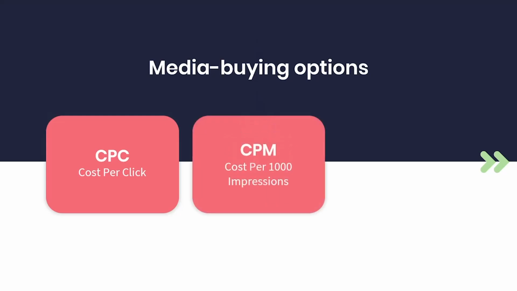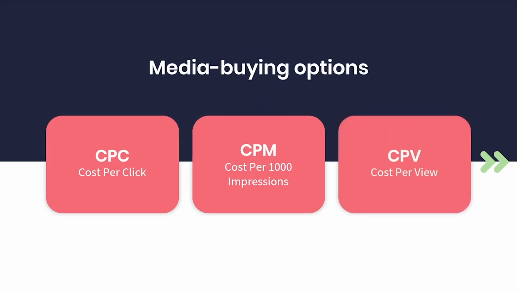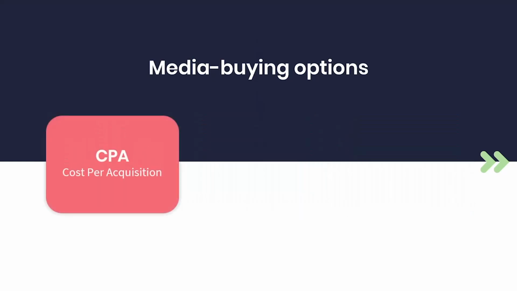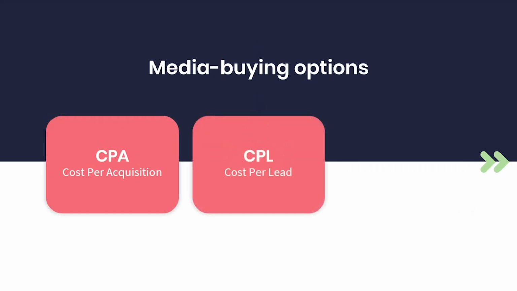Then we have CPM, which stands for cost per mille, and that is cost per 1,000 impressions. Mille is Latin and stands for 1,000. And then we have the CPV, which is a cost per view. And this metric specifically applies to videos and video ads. Then we have CPA, which is the cost per acquisition. So for example, an acquisition could be a sign up. And then we have CPL, which is the cost per lead. So a fee would be charged every time a user fills in their details in a lead form.